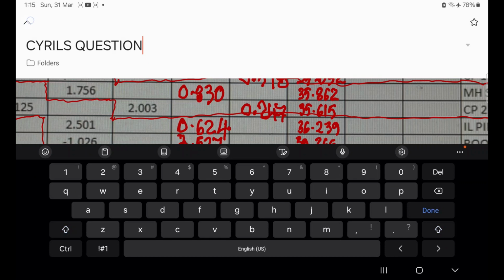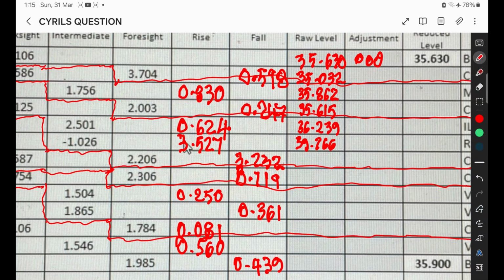Back down again. Minus 36.534. And then we're going down even more. That's 0.719, 35.815. And plus 0.25, 36.065. Minus 0.361, a fall, 35.704.